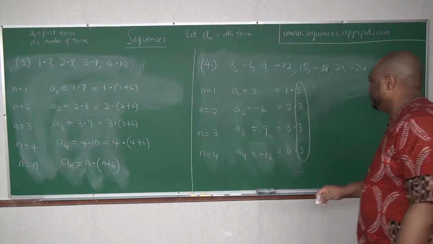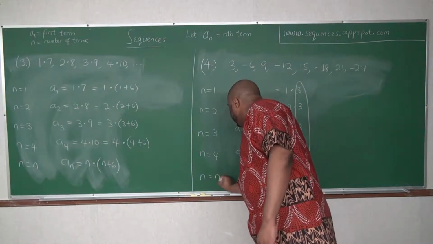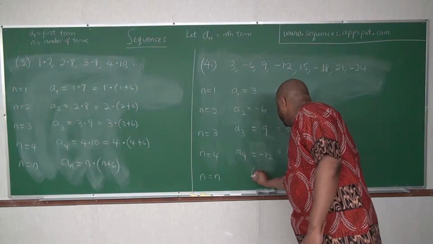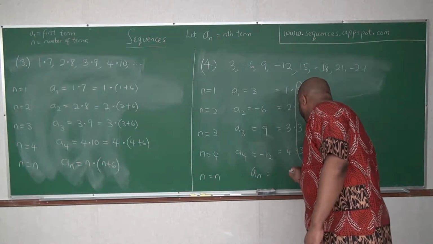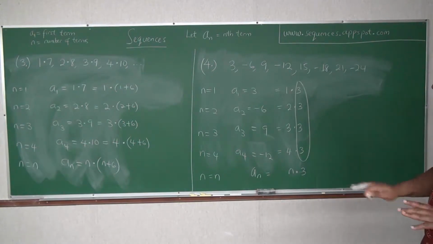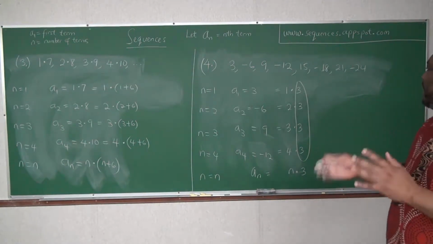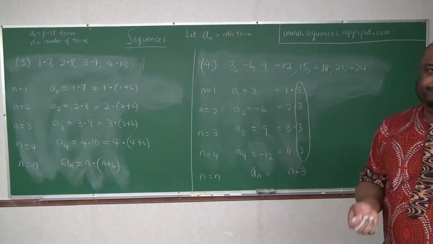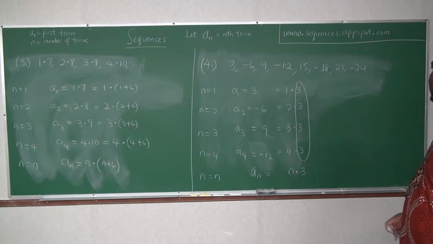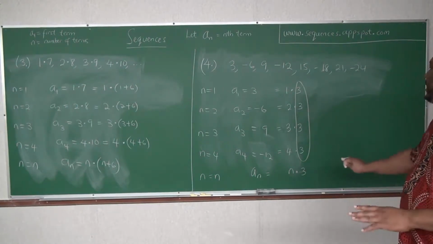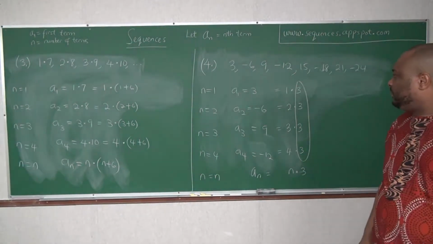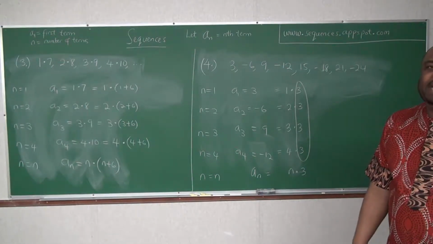Okay, a_n will be n times 3. But then we now come to the problem of the negative number. That's the problem. Okay, it's now a problem. But we know that everybody must multiply by 3. Okay. Now the problem is the negative number.